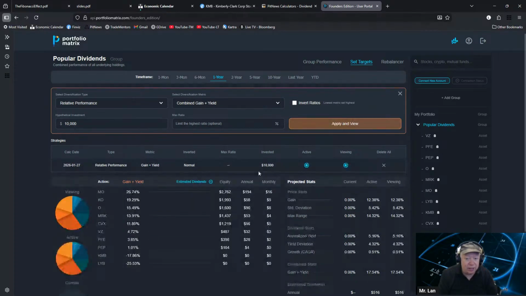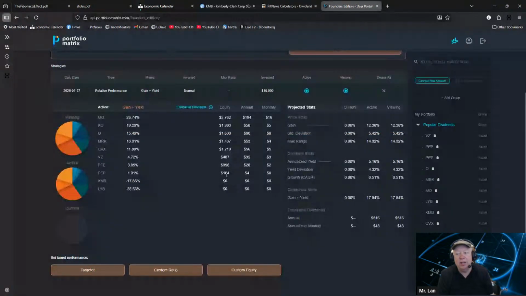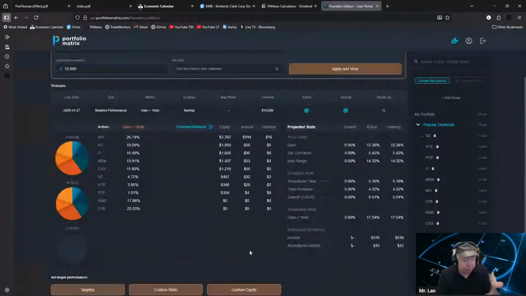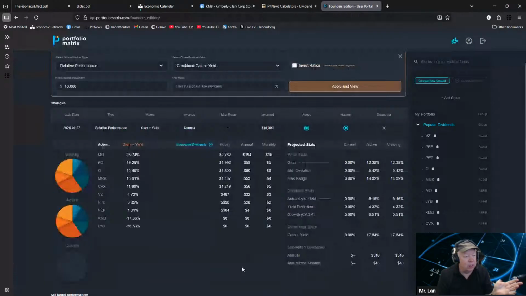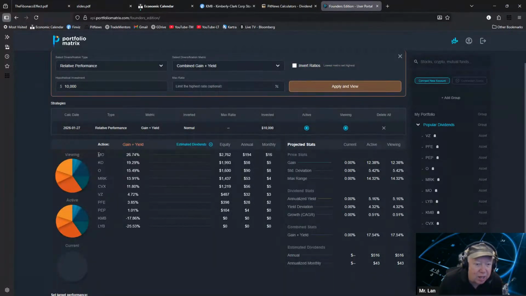And out of our $10,000, it says if you're going to put $10,000 into this portfolio to maximize your profit potential based on history, past performance not necessarily indicative of future results, but it's the best we've got, right? So on MO, we're going to put 26% of our portfolio based on gain and yield. We're going to put $2,762 in there, and we're going to annually receive $194, and monthly receive $16 in yield.